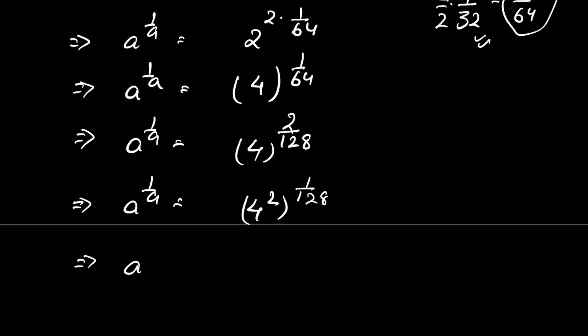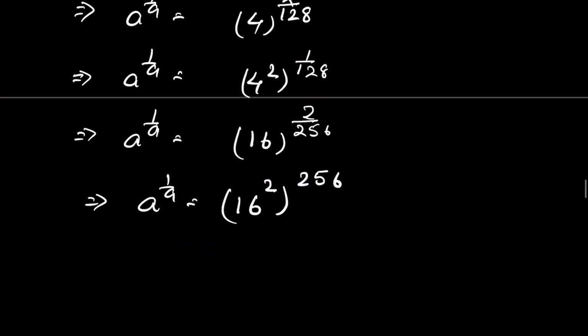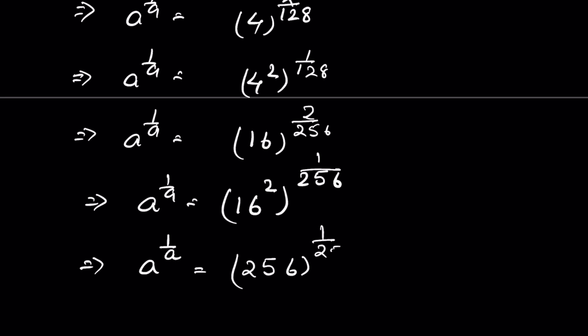or a raised to the power of 1 upon a is equal to 16 raised to the power of 1 upon 128, or this we can write it as 2 upon 256. If we divide and multiply it, then it becomes 2 upon 256, or this we can write a raised to the power of 1 upon a is equal to 16 raised to the power of 2 whole raised to the power of 1 upon 256, or it is a raised to the power of 1 upon a is equal to 16 square is 256 raised to the power of 1 upon 256.